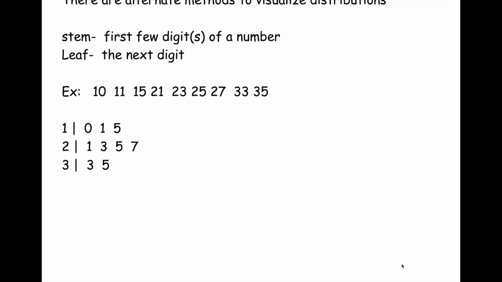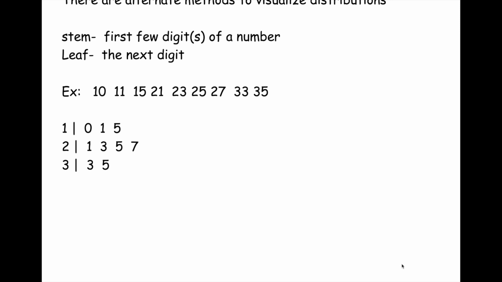So here for the tens place, so that's 1 times 10 to the 1. So I have a 10, so that's 0. I write down a 0. 11 in the ones place is a 1, so I write down a 1. And 15, that's a 5 in the ones place, so I write down a 5.